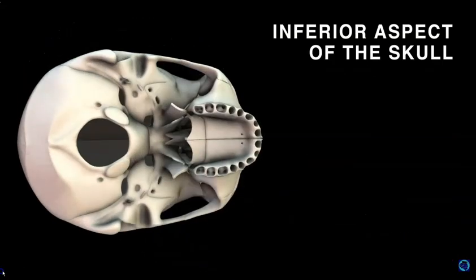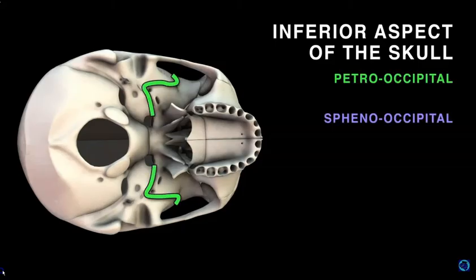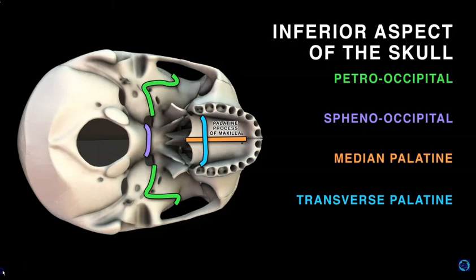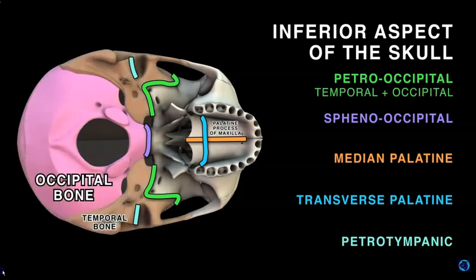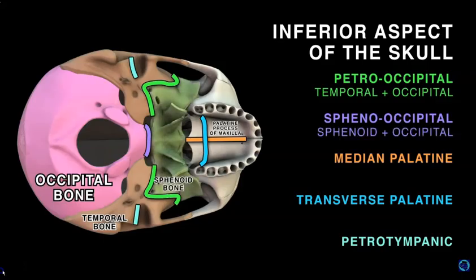Finally, let's check out the sutures on the skull's inferior aspect. There's the petrooccipital, sphenooccipital, median palatine, transverse palatine, and petrotympanic sutures. The petrooccipital suture connects the occipital bone and the petrous part of the temporal bone. The sphenooccipital suture is found between the sphenoid bone and the occipital bone.